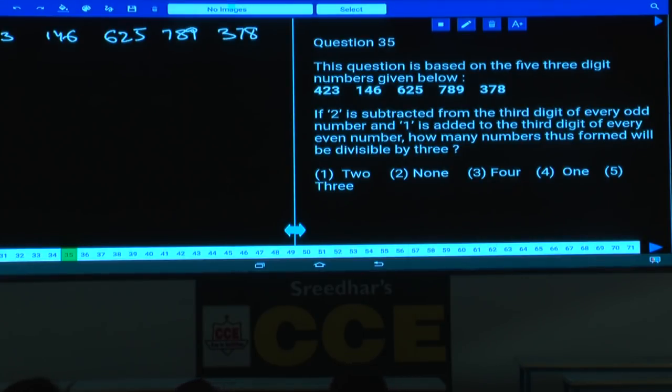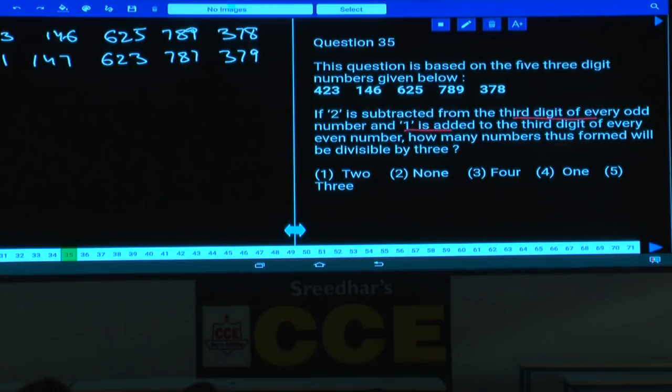If 2 is subtracted from the third digit of every odd number, how many odd numbers do we have? 3 odd numbers. And how many subtracted here? 2 is subtracted from the third digit, and this will be 421, and this will be 623, and this will be 787. 2 is subtracted and 1 is added to the third digit. As 1 is added to the third digit, this is 147 and this will be 379.